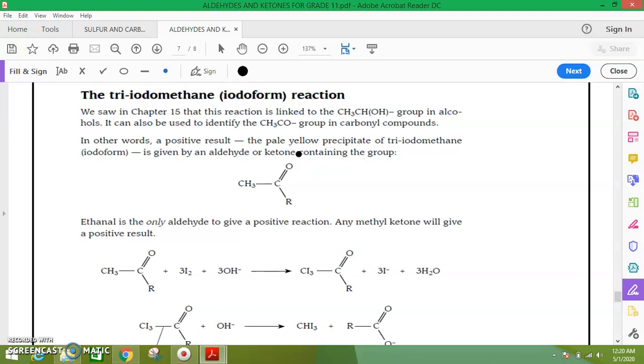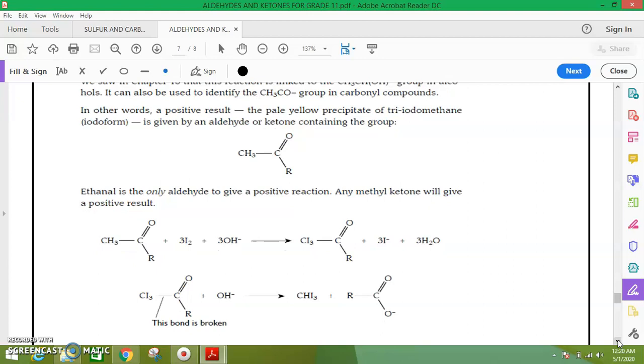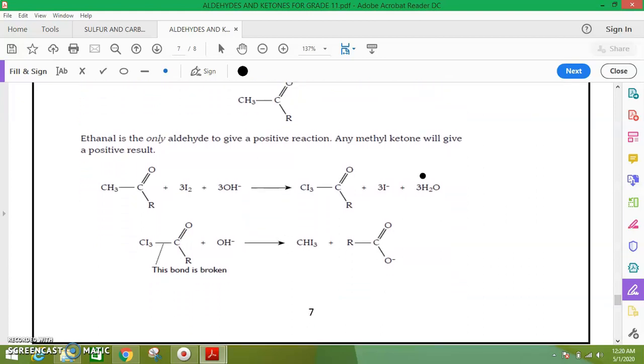Because aldehydes and ketones both contain the carbonyl group, we are going to detect the CH3C=O group. So this is an example of a ketone, or it can be any carbon. Ethanal is the only aldehyde to give a positive result, not others. Any methyl ketone will give a positive result, so we use this test for any ketone containing a methyl group. So this one is ketone, acetone, plus 3I2 plus 3OH-.